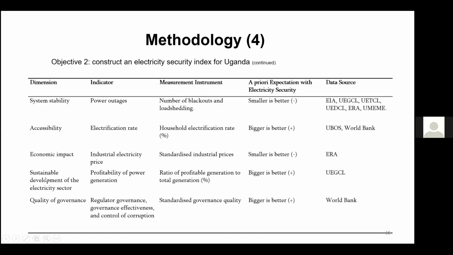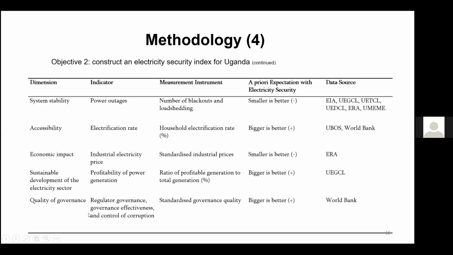The third dimension is sustainable development of the electricity sector, and here we look at how profitable the generation system is. And this is the ratio of profitable generation to total generation. Bigger is better, meaning more generation or cheaper generation is likely to increase availability of electricity, and therefore electricity security.